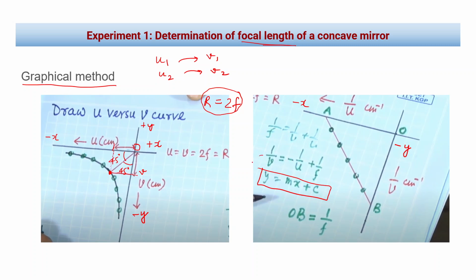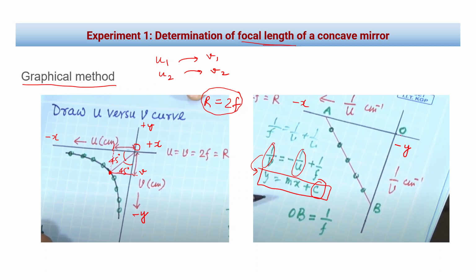Now comparing this equation with the equation of a line, we see this is y, this is x, right? This is the x axis, 1 over v is the y axis. That means this minus 1 is the slope of this line, which we can see, and 1 over f is the intercept. This is the y intercept.